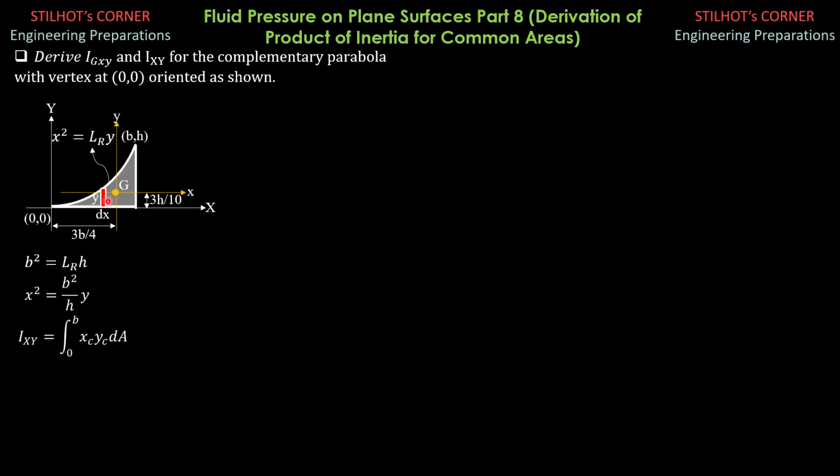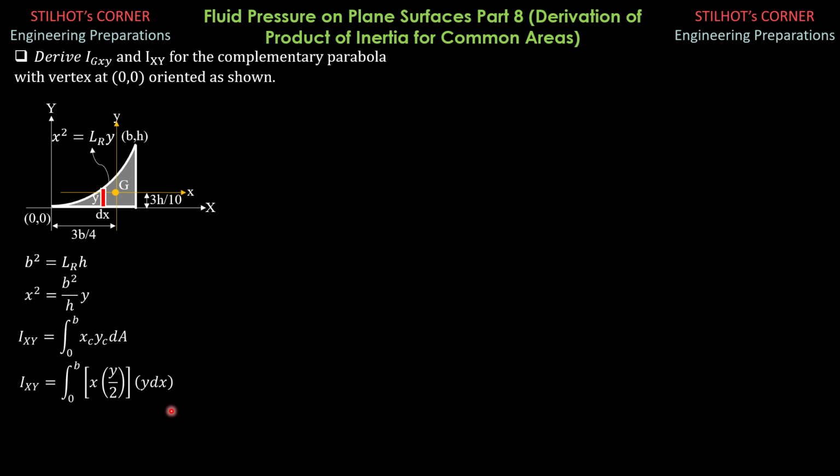So x sub c is just x, since the centroid is here and the distance from the y-axis is x. Y sub c is, because it is a rectangular strip, the centroid is at the center, so it is half of the height, half of y. So y sub c is y over 2. And dA is the area of this strip, which is y dx. So Ixy equals the integral from 0 to b of x times y over 2, as explained, times y dx.